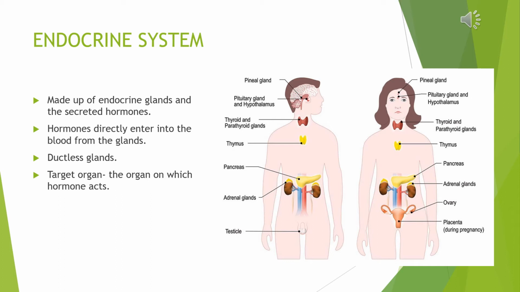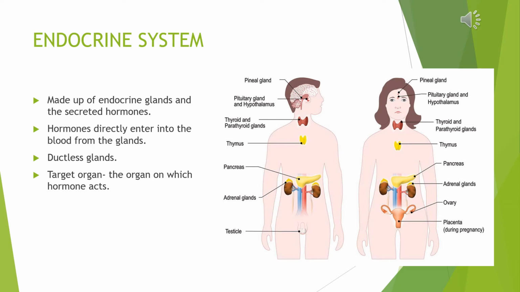There are different endocrine glands present in our body. Starting from the brain, we have the pineal gland, then we have the pituitary and the hypothalamus. At the neck region, we have the thyroid and the parathyroid gland. On both sides of the trachea, we have the thymus gland.